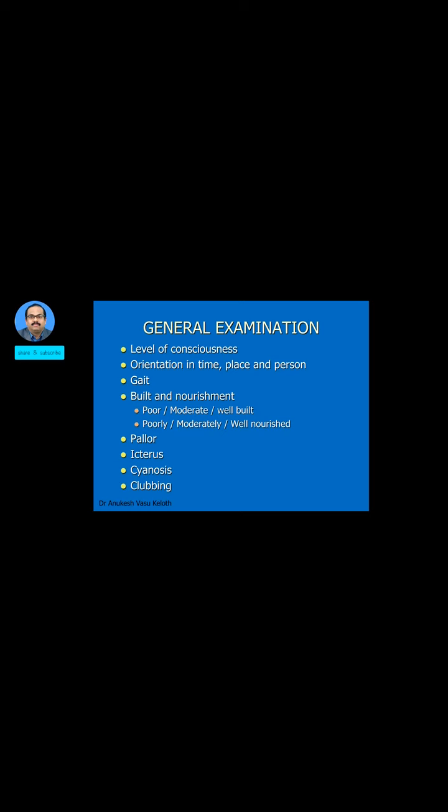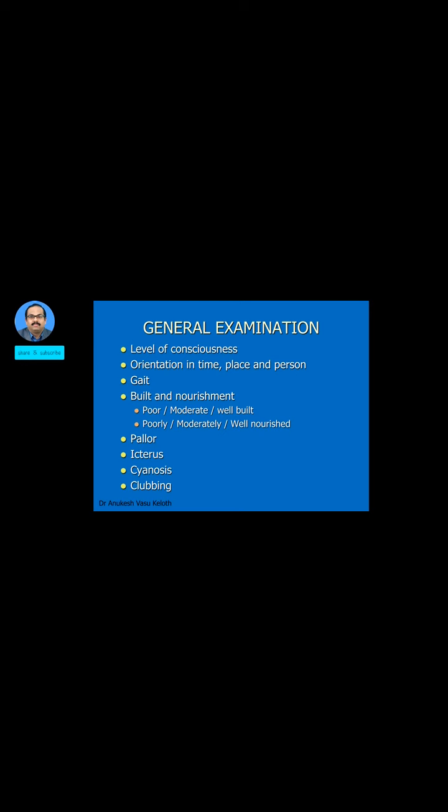The second point is orientation in time, place and person. So we usually inquire about what the time is, what he had for breakfast. Then he will recall and tell that he had so and so breakfast. Then he would know where he is, which hospital he is staying in. Then who is with him, and who am I? Am I a doctor coming to see you? And who is with him? His son is there or daughter. By that you will know that he is oriented in time, place and person.